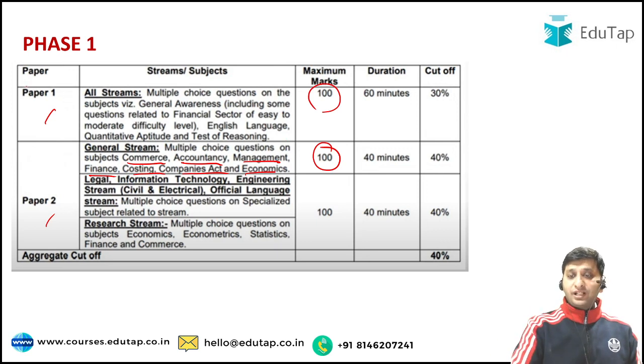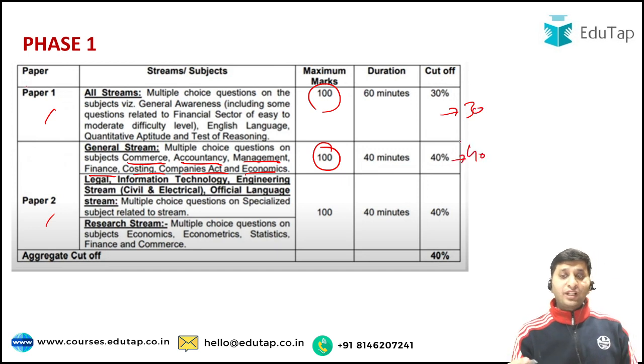पेपर वन क्वालिफाई करने के लिए यू रिक्वायर्ड 30% मार्क्स, दैट इज 30 आउट ऑफ 100, एंड हेयर यू रिक्वायर्ड 40%, दैट इज 40 आउट ऑफ 100. So if you would have got 30 out of 100 in paper 1, you would have qualified paper 1. Similarly, if you would have got 40 out of 100 in paper 2, you would have qualified paper 2.